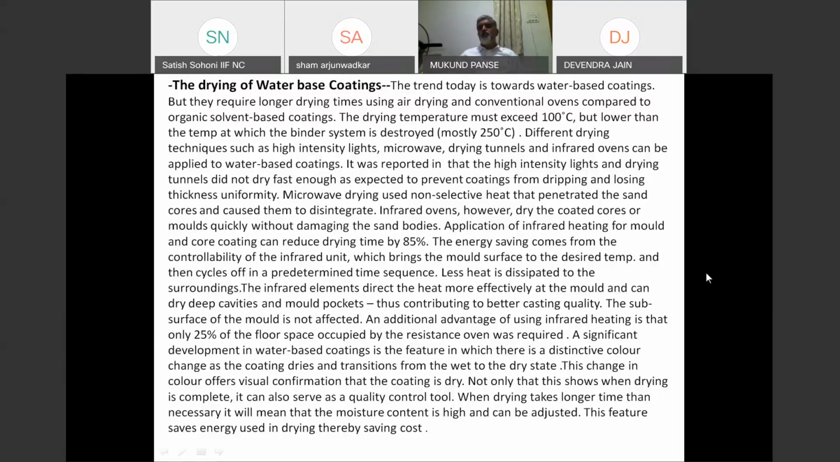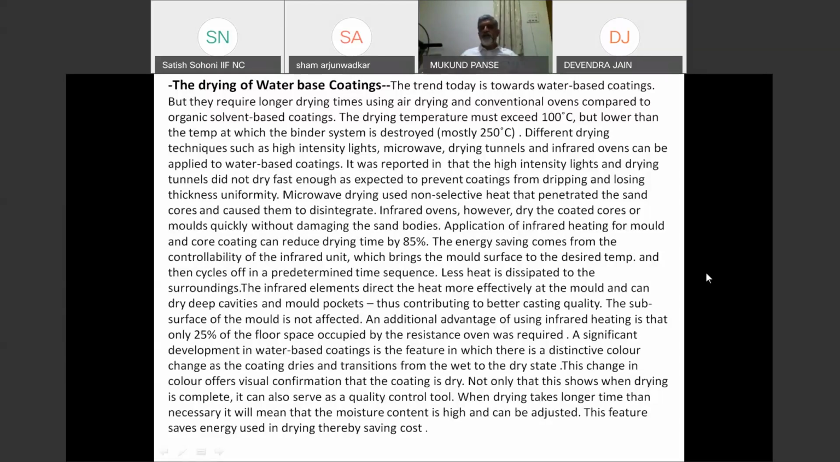Torching should be judiciously used. What happens in torching? It is manually controlled. The heat applied may be very high. Apart from drying the coating, it may burn the resin or the binder of the sand and make it friable. So the drying should be at a predetermined time.